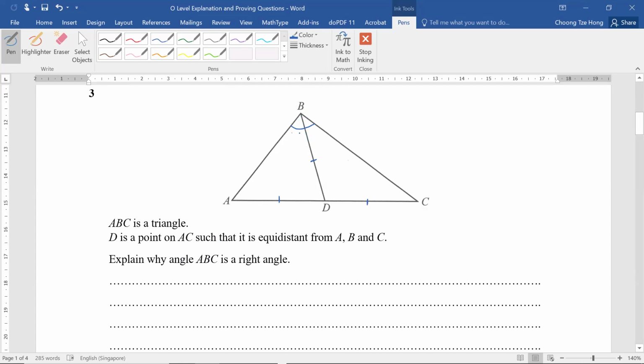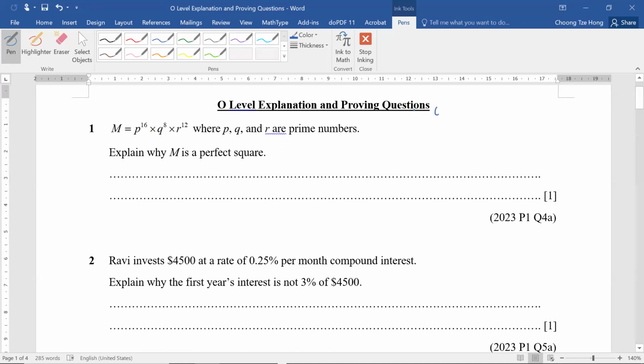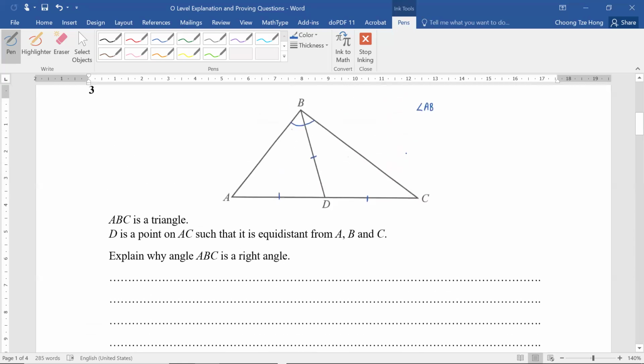For questions such as this, my approach would be what I call the left hand side to right hand side method. Since we are asked to explain why angle ABC is a right angle, what I will try to do is start with angle ABC on the left side, and then work our way down and finally prove that it's a right angle, so it must be equal to 90 degrees. This will be my approach to a question like this. We work our way from the left side, go downwards, and then try to reach 90 degrees.